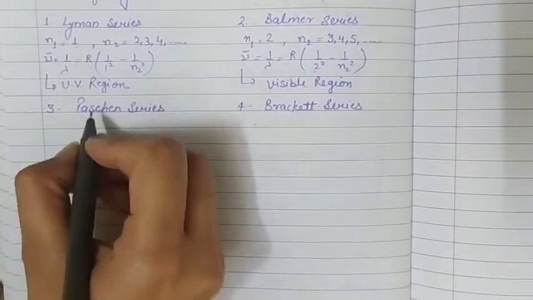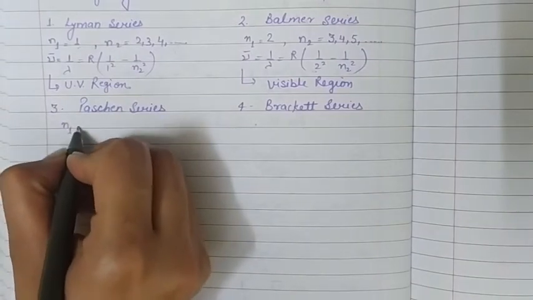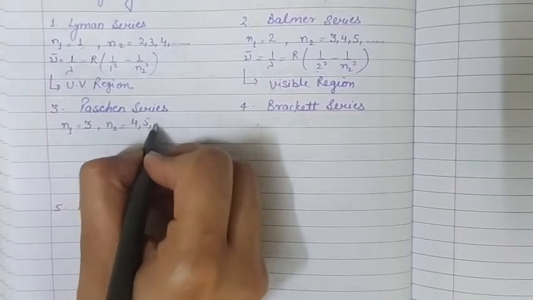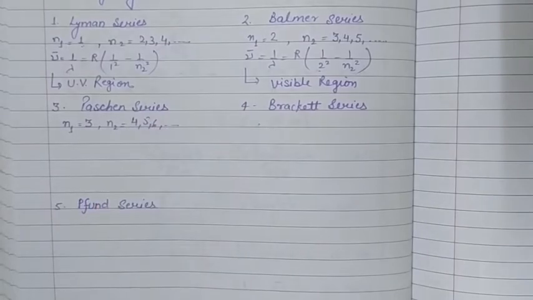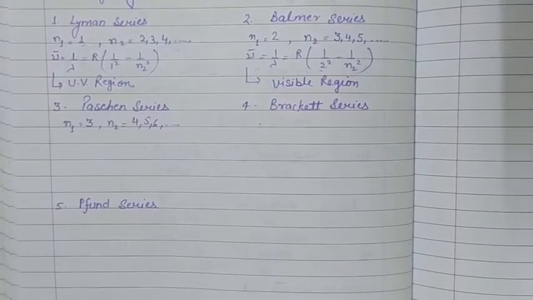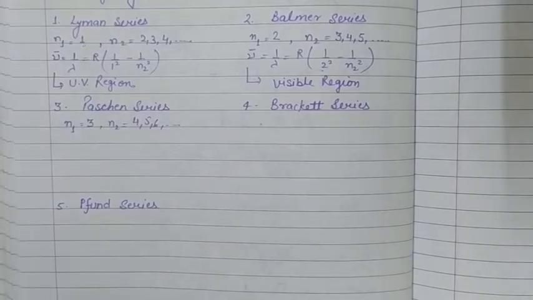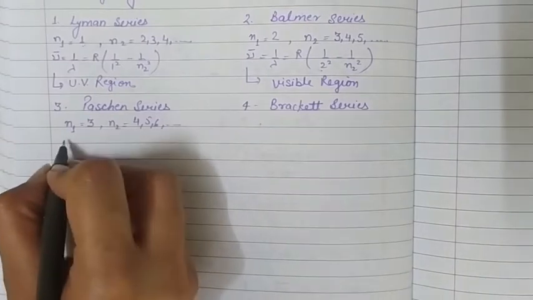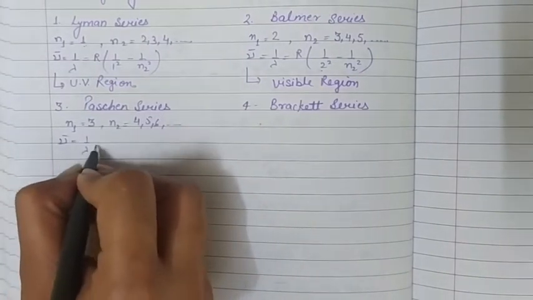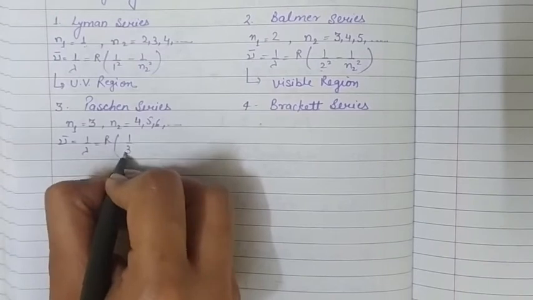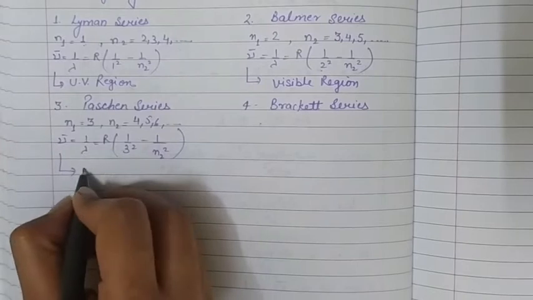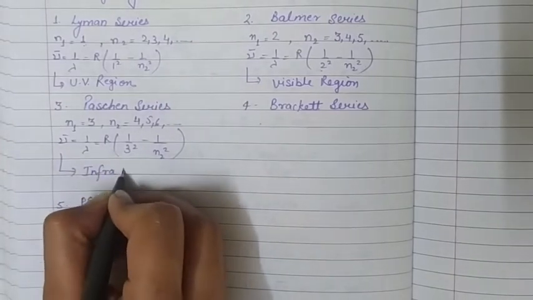Now in the case of the Paschen series, n1 is equal to 3 and n2 is above 3, that means 4, 5, 6 and so on. So if an electron transits from higher energy levels to the third energy level, we get the Paschen series, and that series belongs to the infrared region. For the Paschen series, nu bar is equal to 1 upon lambda is equal to R times 1 upon 3 square minus 1 upon n2 square, and it belongs to the infrared region.